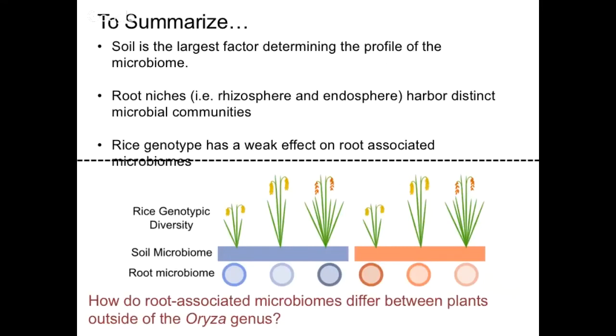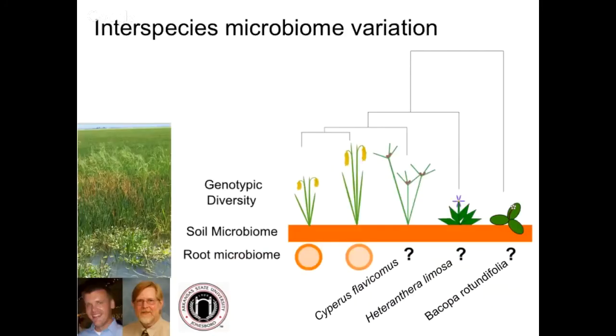So this led us to ask this question: if we're looking outside of rice and at interspecies variation, do we see more variation in the root-associated microbiota of plants? Fortunately for us, rice is not the only thing growing in a rice field. There's also plenty of weeds growing out there.